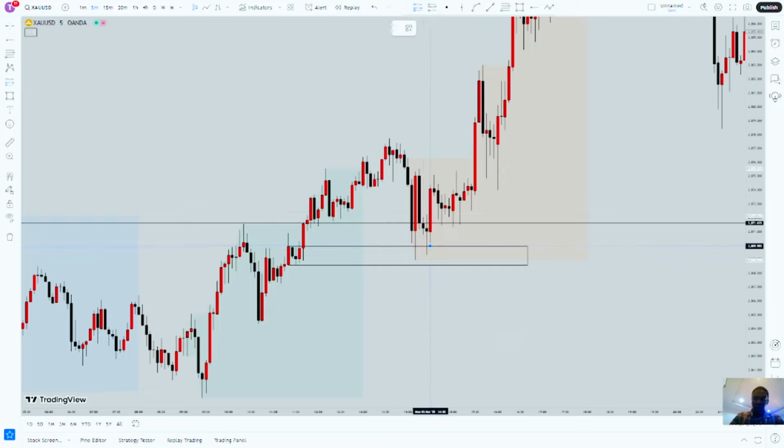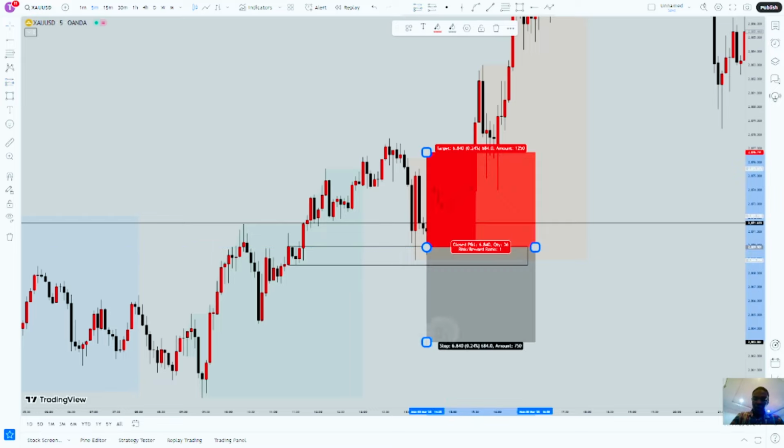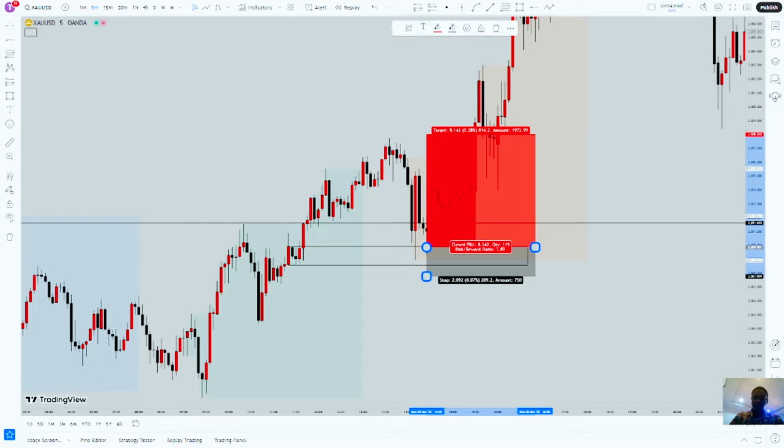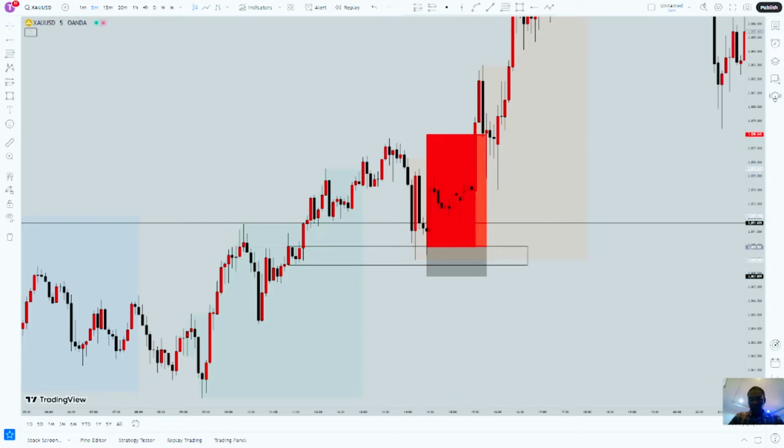So you can just set a buy limit order right here, stop loss below this zone, and target the next high. As you can see, it's a good 3 hour trade. That was a good 3 hour trade, 3.89 RR, risk to reward ratio. And that was a perfect trade.